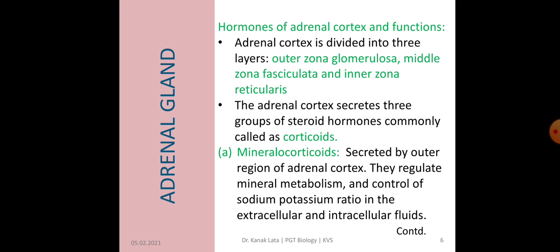First is mineralocorticoid. Mineralocorticoids are secreted by the outer region of adrenal cortex. They regulate mineral metabolism and control the sodium-potassium ratio in the extracellular and intracellular fluids. Their secretion is stimulated by a fall in the sodium concentration in the plasma or a rise in the potassium concentration in the plasma or a fall in the blood volume.